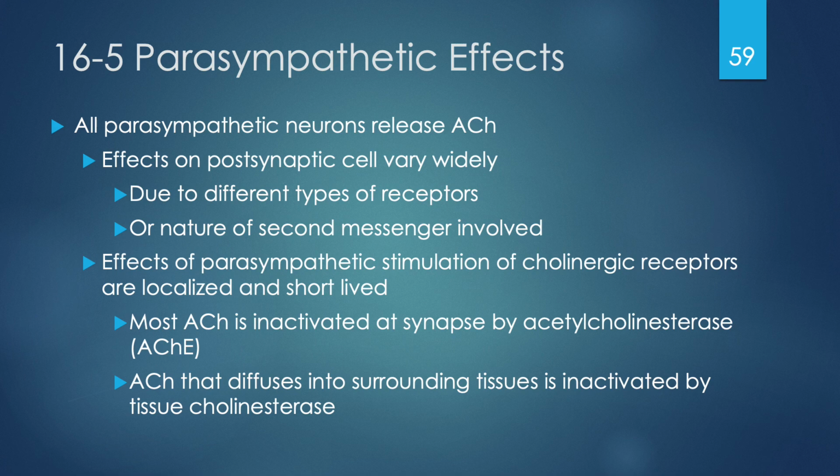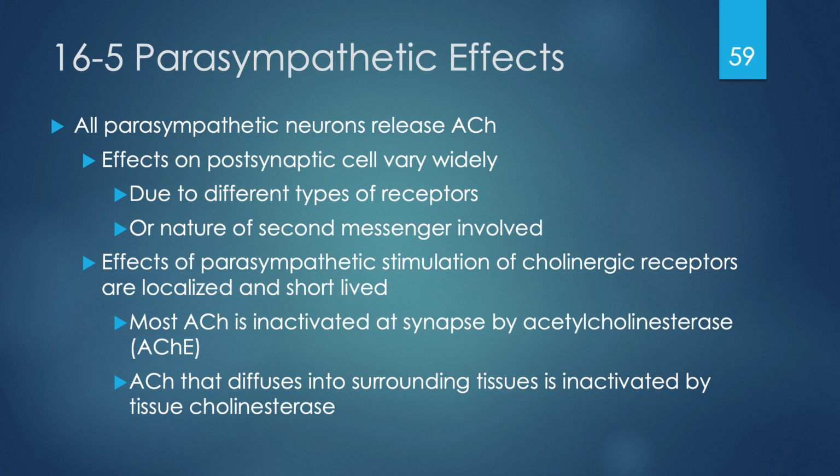In the sympathetic system, we have a number of different substances being released, ranging from norepinephrine, acetylcholine, or nitric oxide. In the parasympathetic nervous system, all we have is acetylcholine, and that's it. So that's pretty straightforward. The effects can vary pretty widely on the postsynaptic cell, due to either the different type of receptor that will accept this acetylcholine, or the nature of the second messenger involved that mediates that relationship.